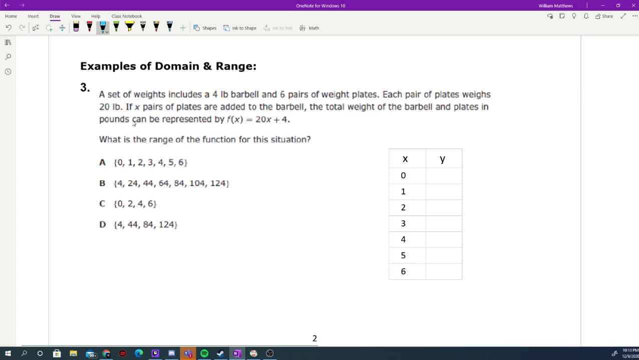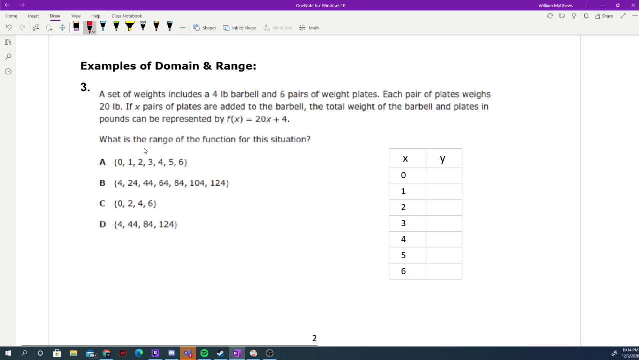An example: a set of weights includes a 4-pound barbell and 6 pairs of weight plates. Each pair of plates weighs 20 pounds. If x pairs of plates are added to the barbell, the total weight of the barbell and plates in pounds can be represented by f(x) = 20x + 4. 20 being the rate of us adding each pair of weight plates, and the 4 being our starting point, our y-intercept.